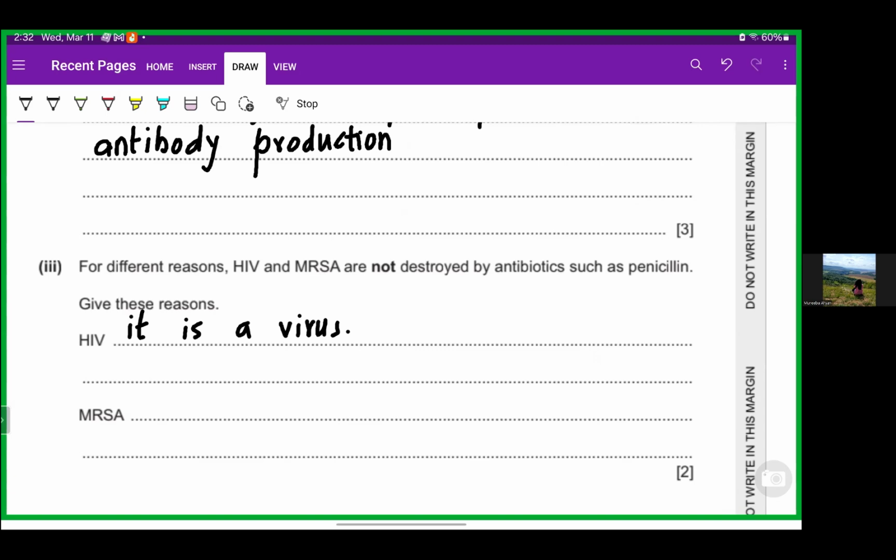Okay, and why MRSA? Because it is, as I told you, the full form of MRSA is methicillin-resistant Staphylococcus aureus. So it is resistant to the antibiotic. To antibiotic, or you can write penicillin. Or you can say penicillin.